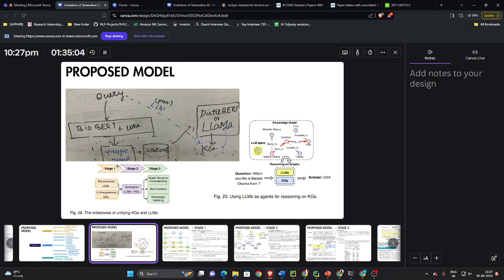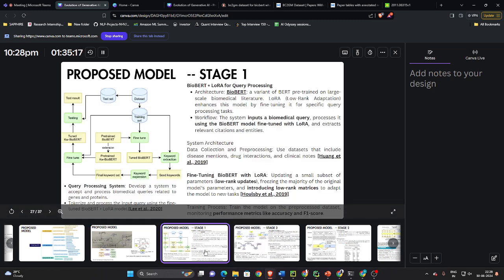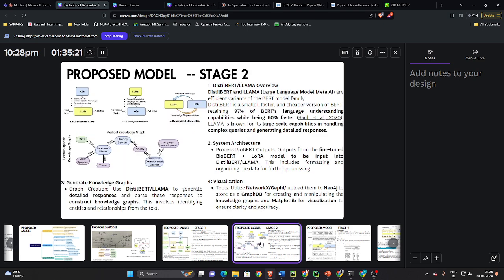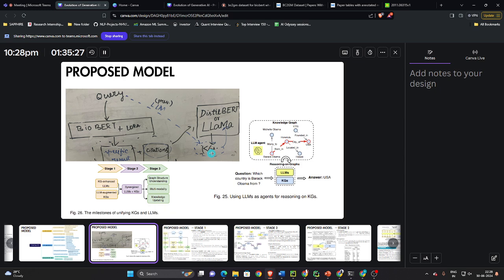The only thing is that we need to dive into this part. Let's assume it's working. This is stage one, and finally stage two. Stage two was what we had kept over here: DistilBERT or Llama and KGs.